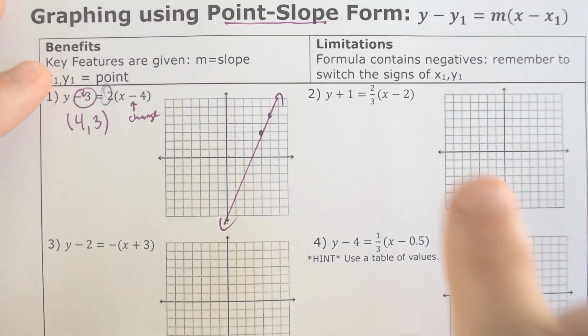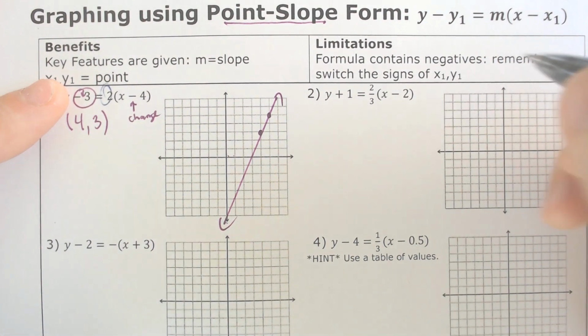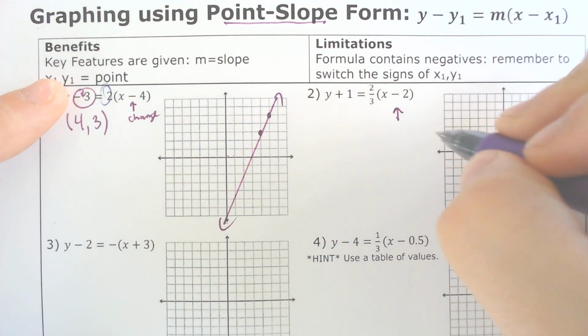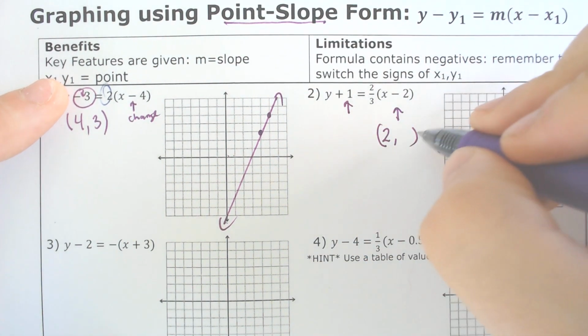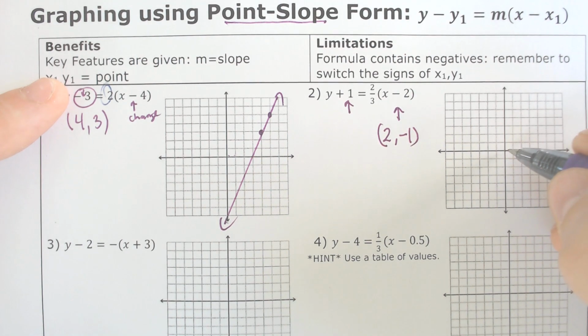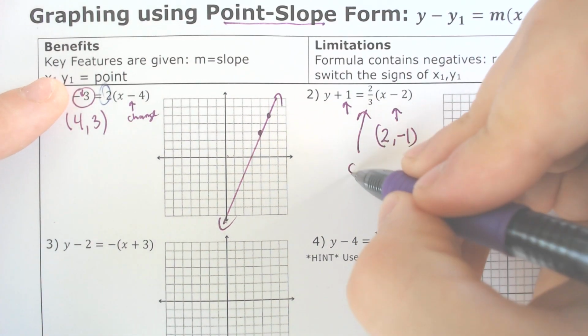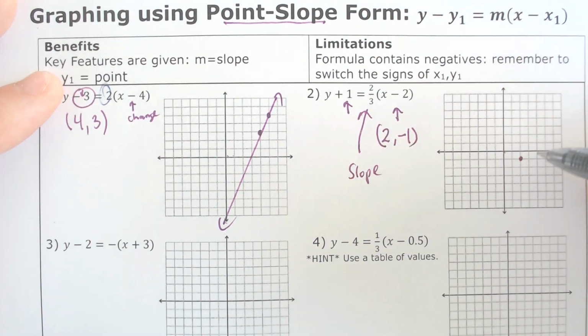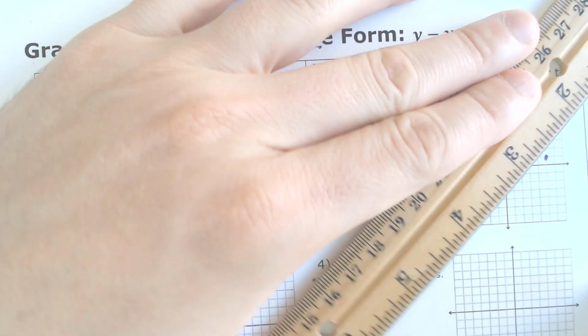All right? So you change the sign of both, and we would change the sign of the -2, get us +2. Change the sign of the +1, get us -1. There's our point, (2, -1). Right by 2, down by 1. And then our slope is right here. If our slope is 2/3, we go up by 2, over by 3. Get our point, graph our line.